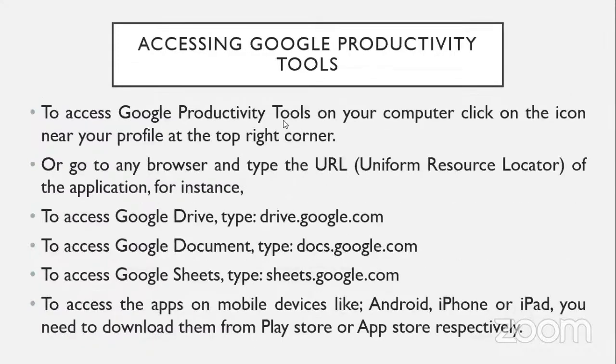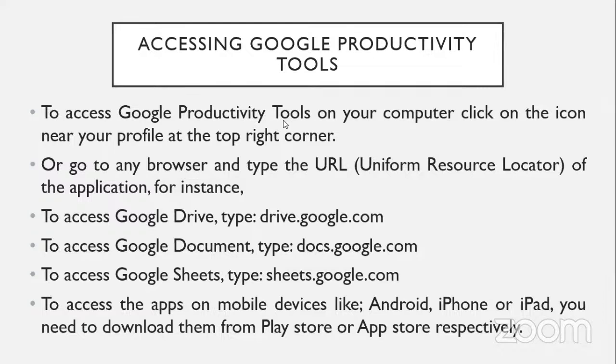Now, for you to access Google productivity tools, on your computer, you can click on the icon near your profile at the top right corner. When you log into your Google account, you will see an icon that has 9 dots if you are using a computer. That icon is near your profile picture. When you click that icon, you will see a list of things. All those are what we call the Google productivity tools. That is one way of accessing the Google productivity tools.